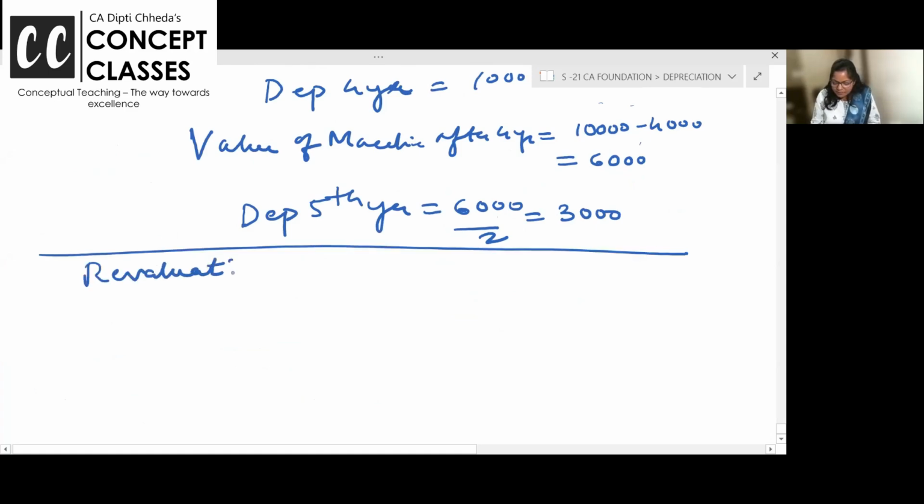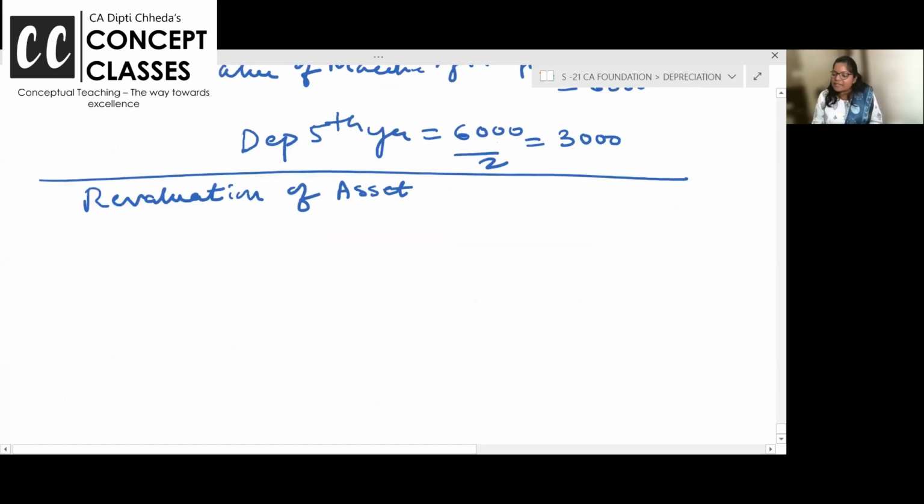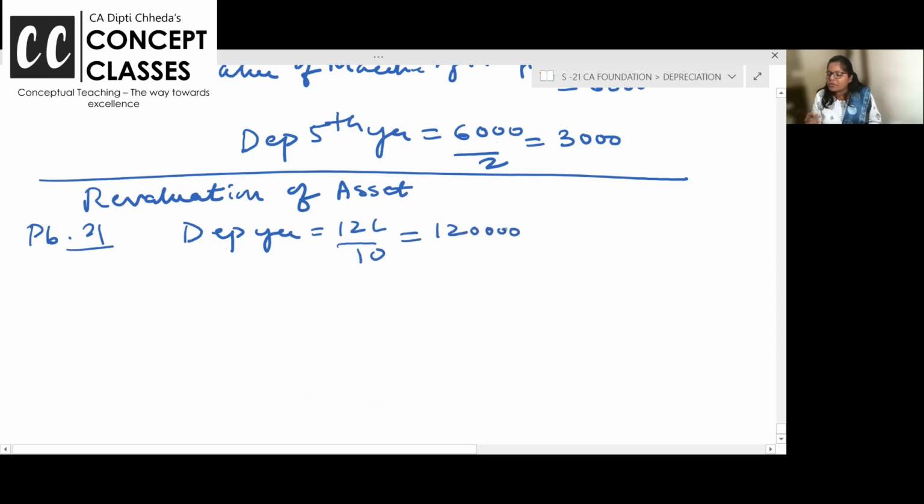Revaluation of asset. Revaluation of asset. Problem number 21. Problem number 21. What is depreciation yearly? 12 lakhs divided by 10, 1,20,000.